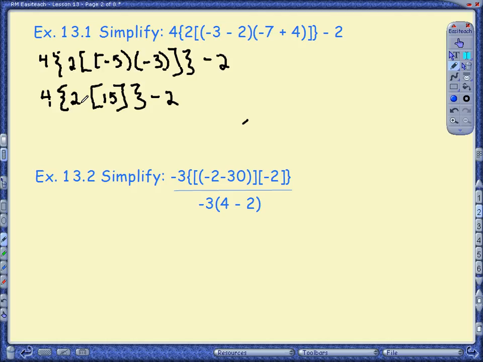Now I'm working within the brace. There's no sign between the 2 and the bracket. There was none here either. We're going to multiply that 2 times the 15 then, and that gives us 30 within the brace. And we rewrite our -2. And again, no symbol, plus, minus, times, or division in between these two, the 4 and the 30. So we just multiply, and we get 120 minus 2, that's 118.